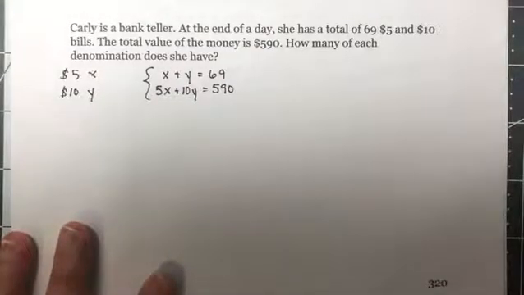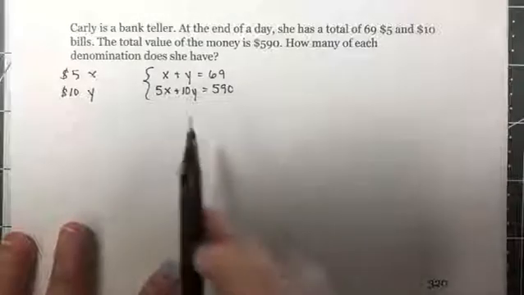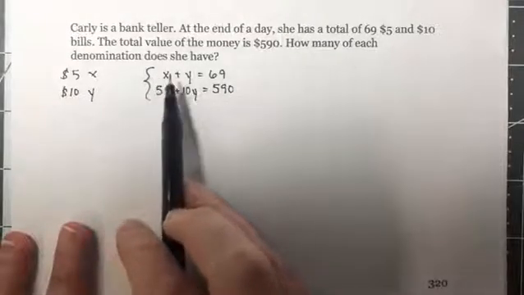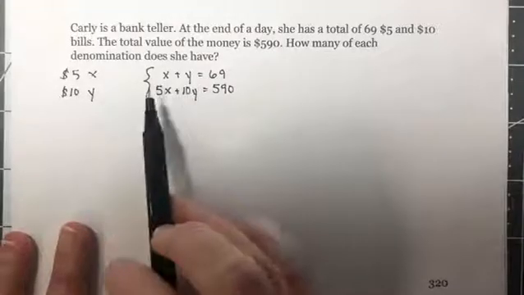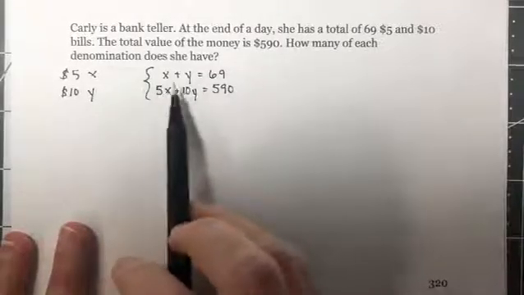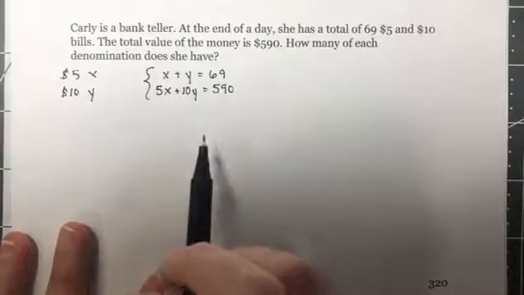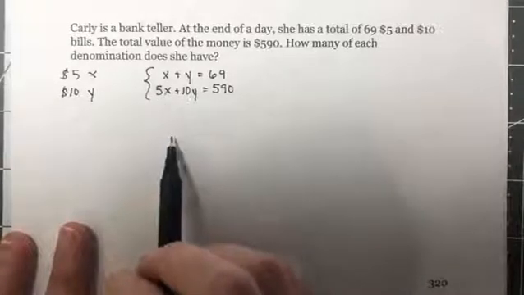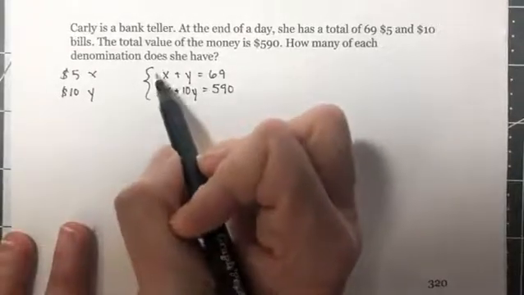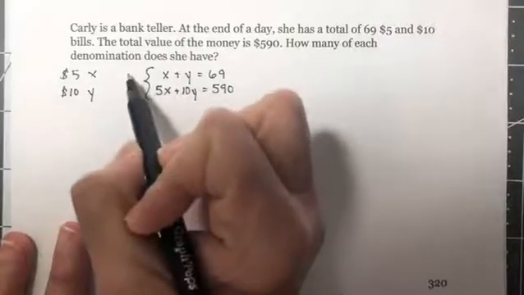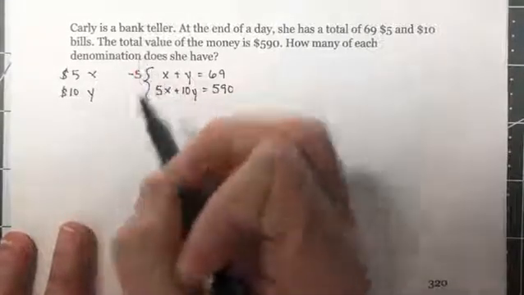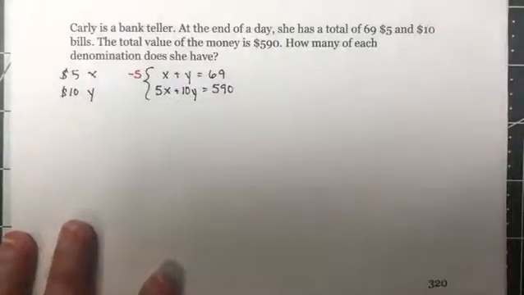Now, we need to get rid of one of our variables. It does not matter which one. Both of these are fairly easy since we have ones here. Since they're pretty much equally easy, I could just go with the smaller number. So I'm going to choose to get rid of X. Now, if I have a positive 5 here, I need a negative 5 here. So I need to multiply this entire equation through by a negative 5.